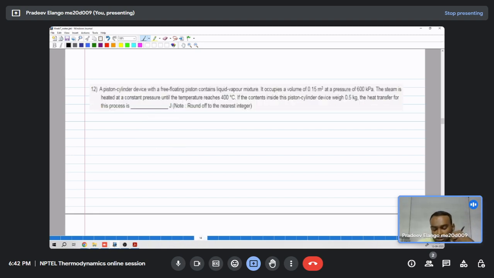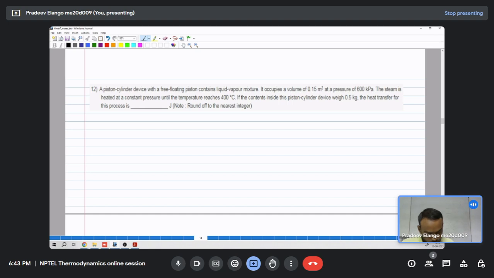The next question: a piston cylinder arrangement. A piston cylinder device with a free floating piston contains a liquid vapor mixture. It occupies a volume of 0.15 meter cube at a pressure of 600 kilopascal. The steam is heated at a constant pressure until the temperature reaches 400 degrees Celsius. If the contents inside the piston cylinder device weigh 0.5 kilogram, the heat transfer for this process is dash joules.